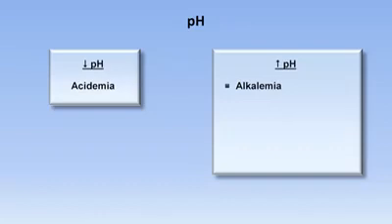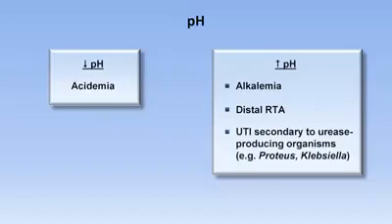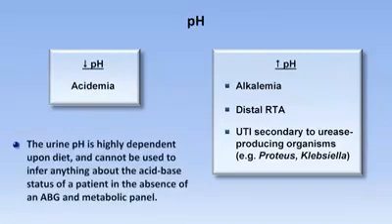A higher than expected urine pH can also be seen in some RTAs, as well as in UTIs from organisms that produce urease, which catalyzes the breakdown of urea into ammonia. One very strong point of caution, however: the urine pH is highly dependent upon diet, and therefore one should not use it to infer anything at all about the acid-base status of a patient in the absence of an ABG and metabolic panel. So, for example, having a urine pH of 5 absolutely does not mean that a patient's serum pH is necessarily abnormal, or that there is anything at all pathologic going on. The urine pH can only be interpreted within the context of other labs.